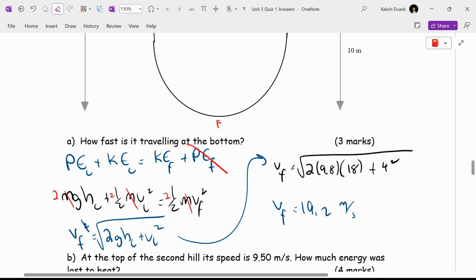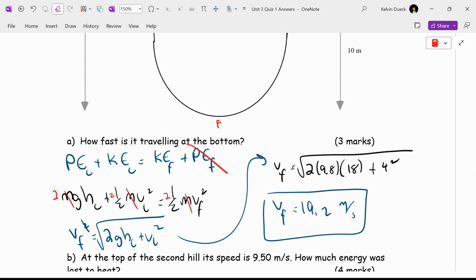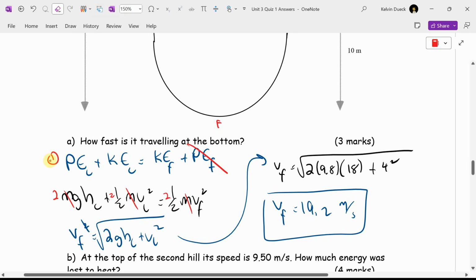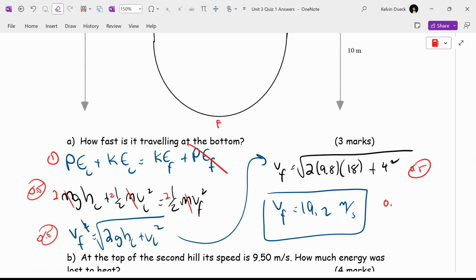19.2 meters per second. If you got that, 3 out of 3. Otherwise, I would probably give you 1 mark for that, a half mark for that, a half mark for that, a half mark for that, and a half mark for the answer. But recognizing that it's conservation of energy and not forces, that's worth something.